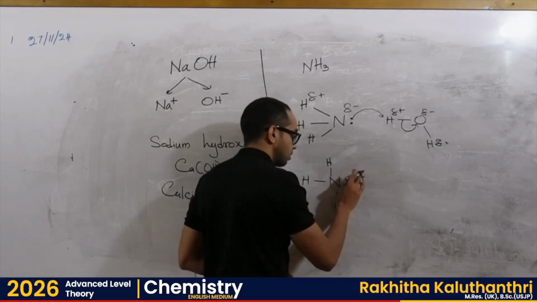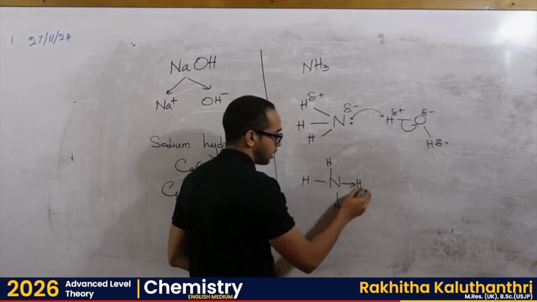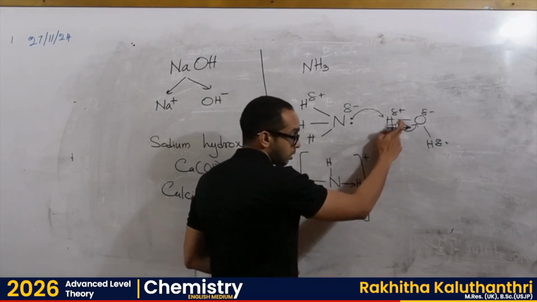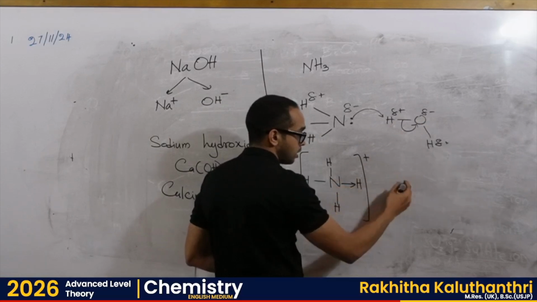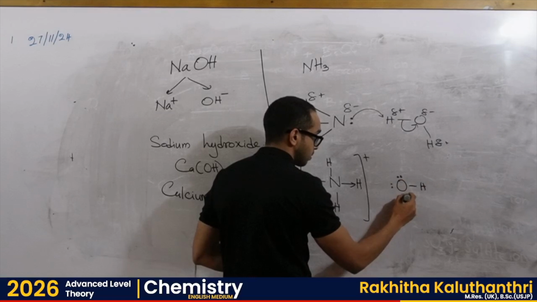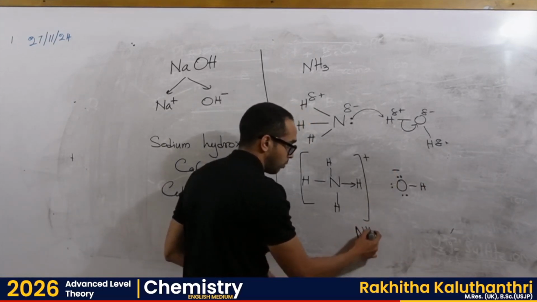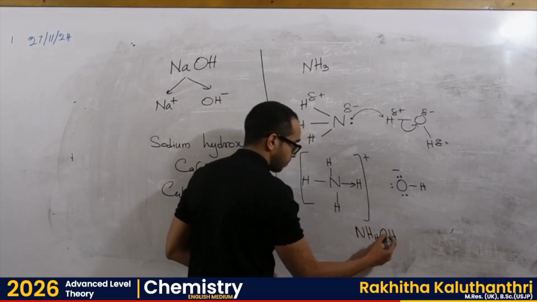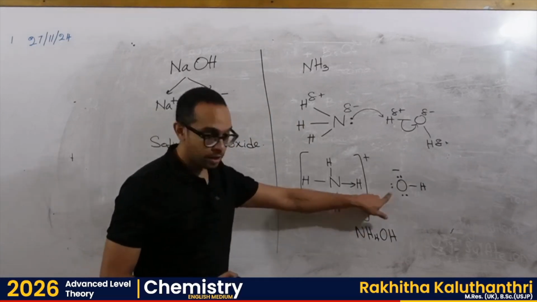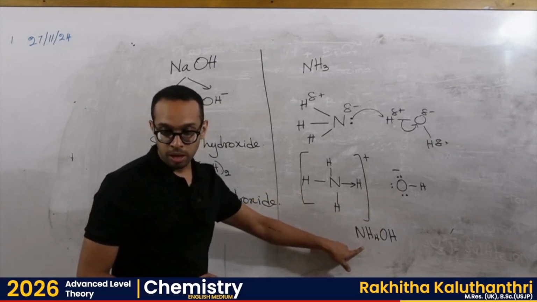So when that happens, students, we form this ammonium ion. There's a hydrogen that got connected to nitrogen. So this is a dative bond. This is our ammonium ion. And when this bond's electrons go to this oxygen, oxygen becomes negative. So we have hydroxide ions. So this is what is referred to as ammonium hydroxide. Ammonium hydroxide contains ammonium ions and hydroxide ions. Together we form ammonium hydroxide.